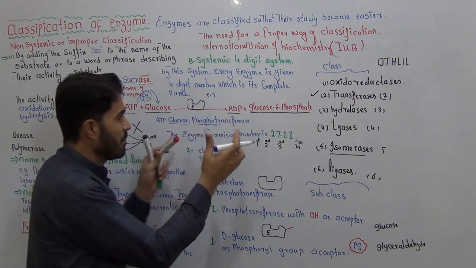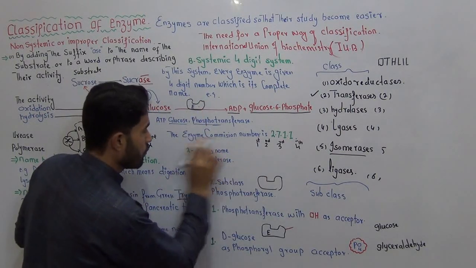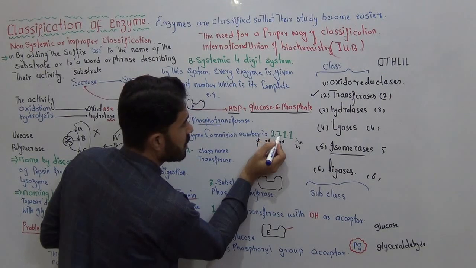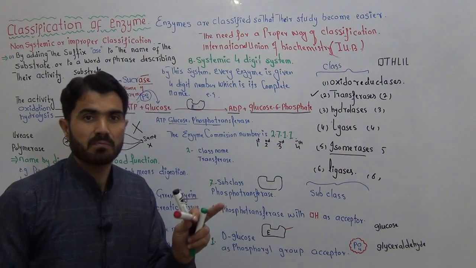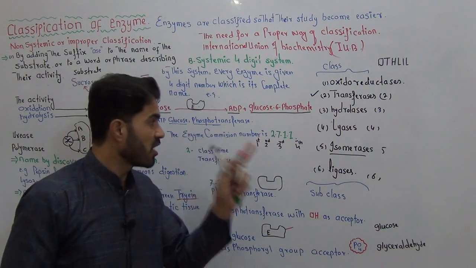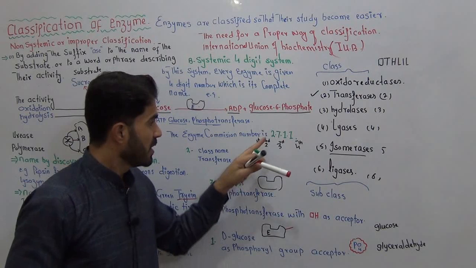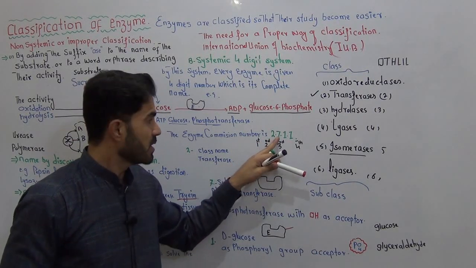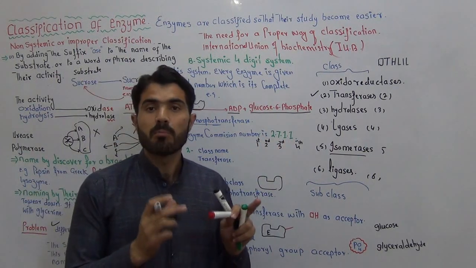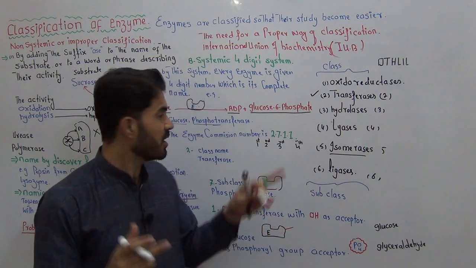This is just a simple name, but the 4-digit system for that enzyme is the 4-digit Enzyme Commission number. It is also called the EC number, Enzyme Commission number: 2.7.1.1. Every enzyme's name must be in 4 digits. This will be called the first digit. This is the second digit, the third and fourth digit. Every digit has some important meaning inside it.